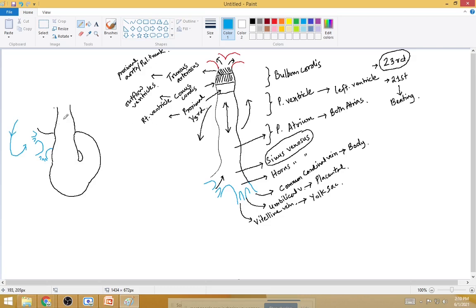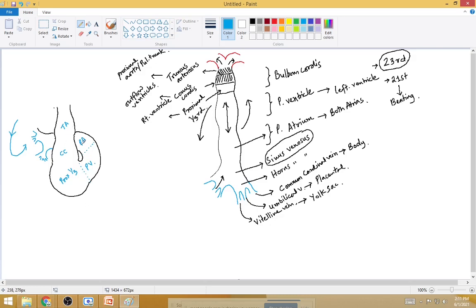So what was this? This was truncus arteriosus. What was this? This was conus cordis. What was this? This was proximal 1/3. What was this? This was the primitive ventricle. What was here? The primitive atria. So if you see the heart, the atria are lying posteriorly and superiorly, and the ventricles are lying inferiorly and anteriorly.